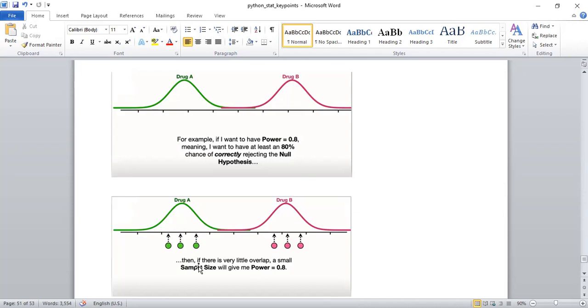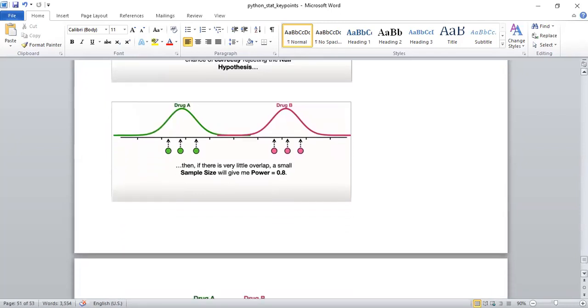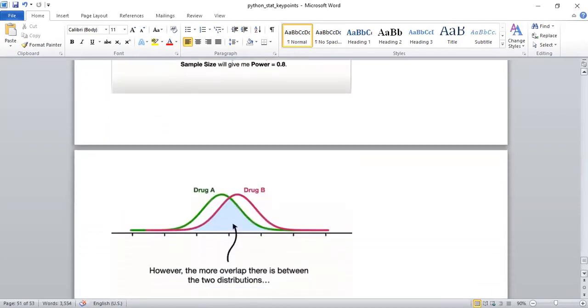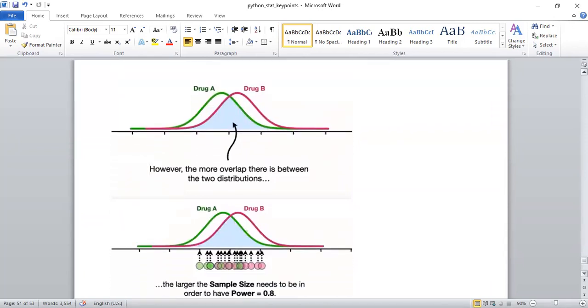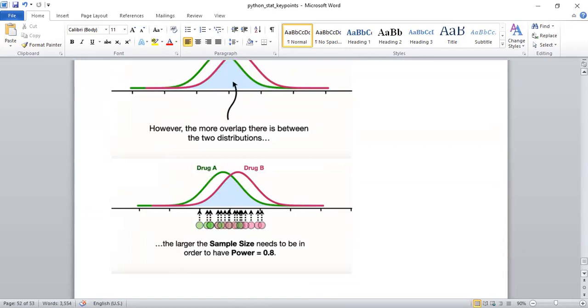Thus increasing alpha actually helps you to minimize the sample size, for a given level of power. Understood? And if your effect size is like that, that is, the members just overlap with each other, then your sample size needs to be more. So when you are decreasing alpha, your power also gets decreased.